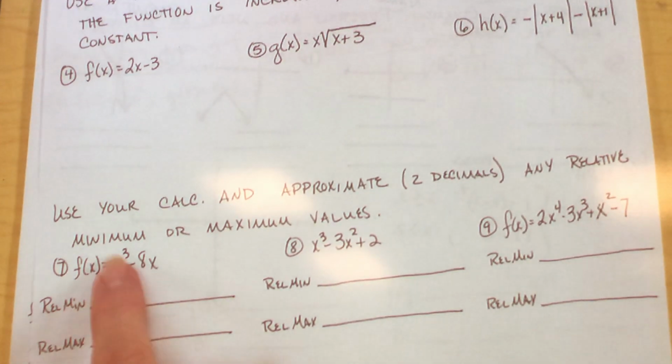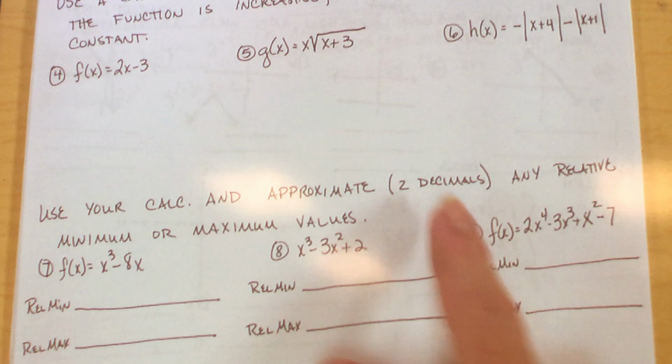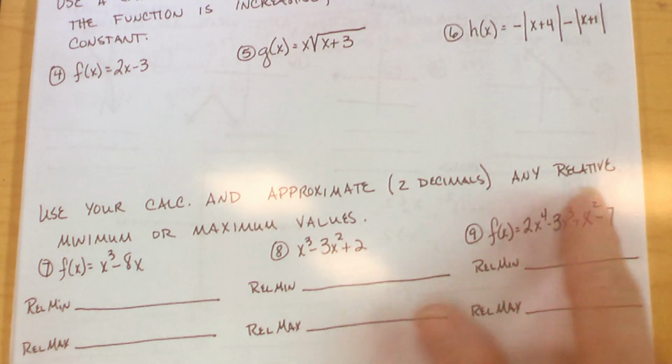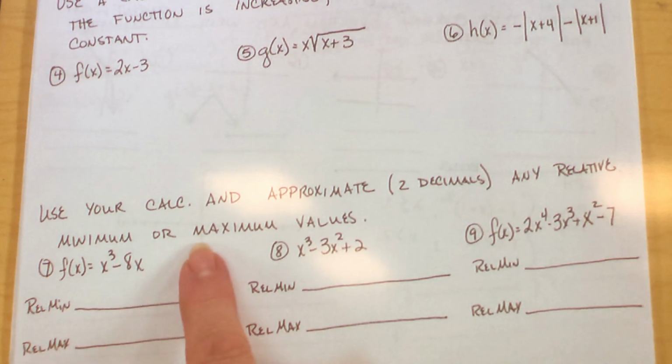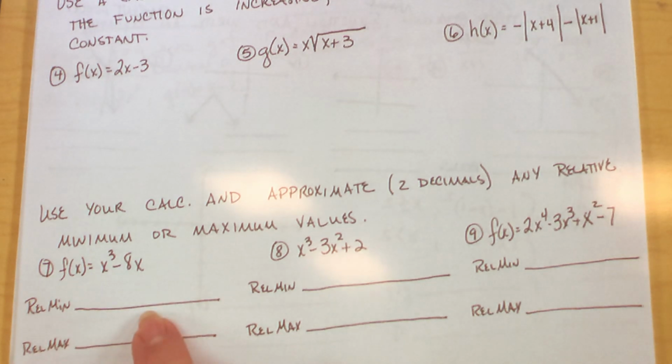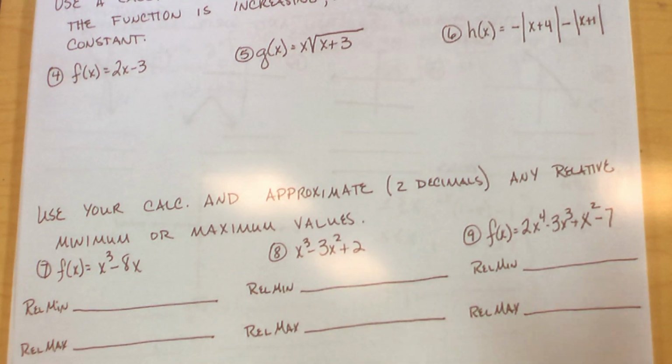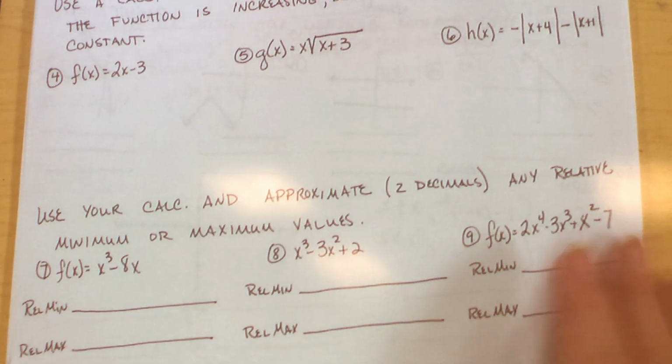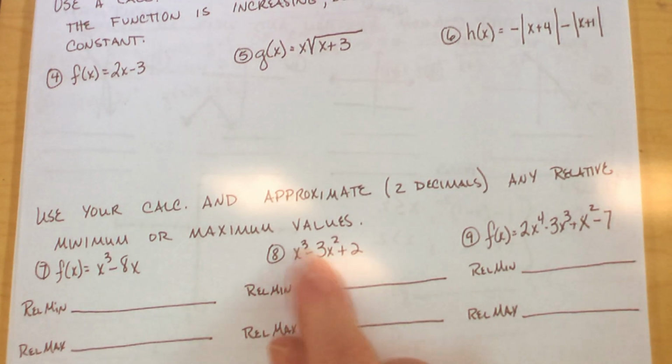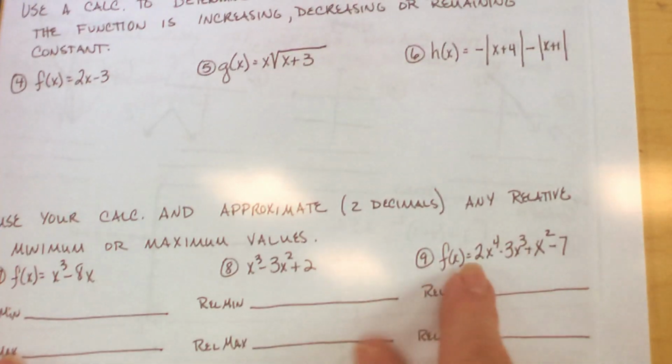Okay? Look at these down here. Use your calculator and approximate to 2 decimals any relative maximums or minimums. I want the point. Don't just put the y value, okay? I want the point. I just want to make sure that you understand something. This is a cubic curve. This is a cubic function. At most, how many humps will this thing have? 2. 2 humps, okay?